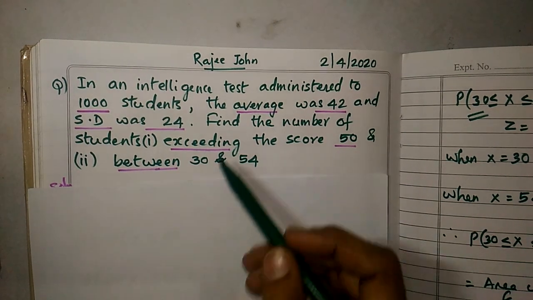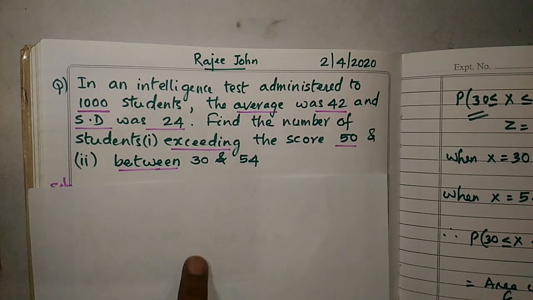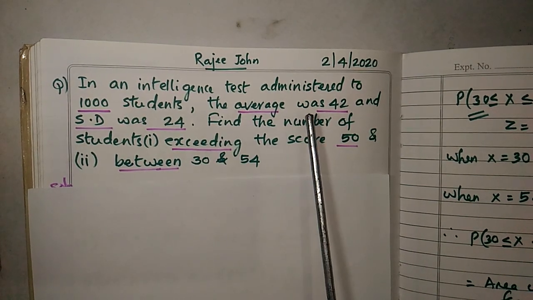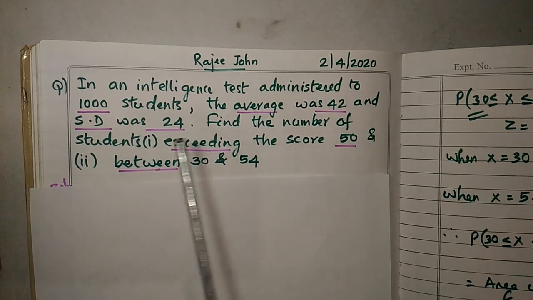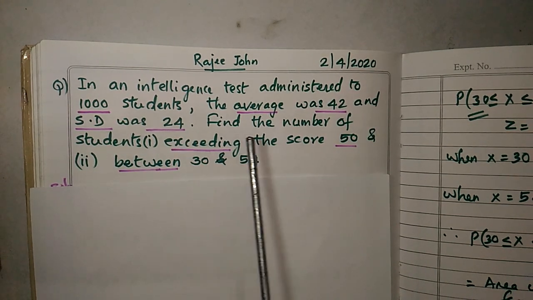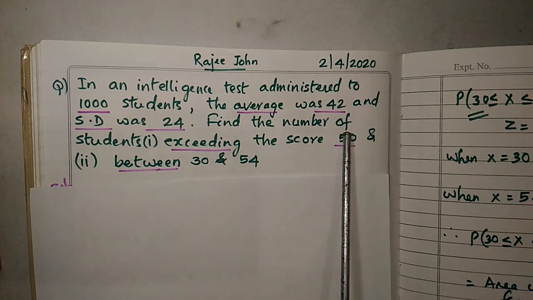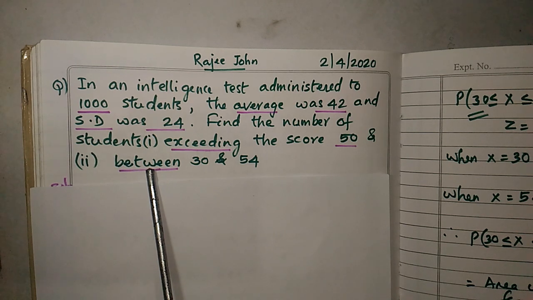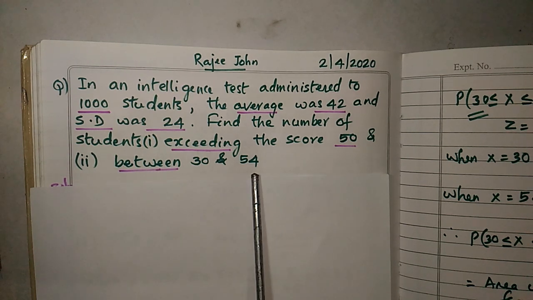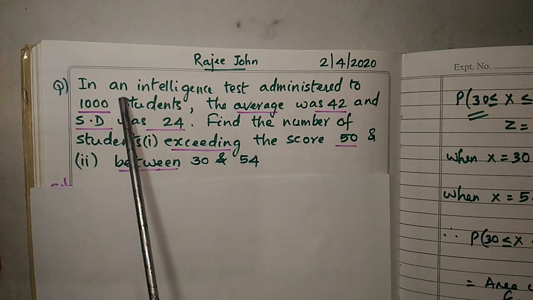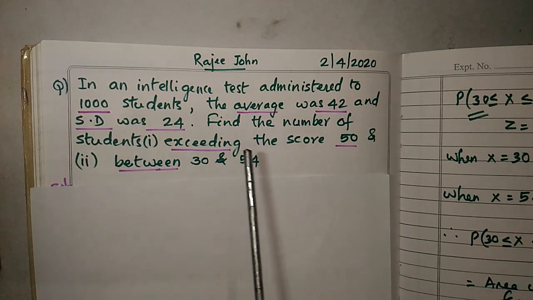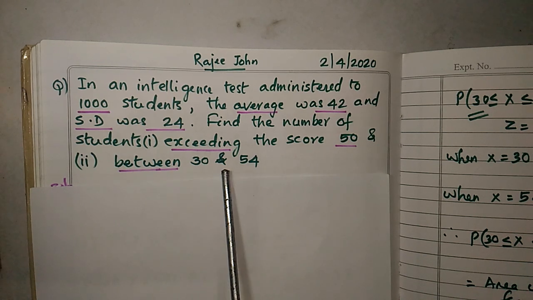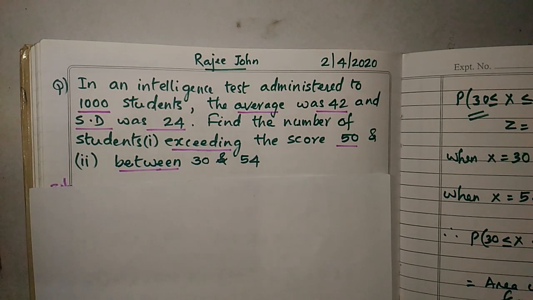Let's see how to solve this question. In an intelligence test administered to 1000 students, the average was 42 and the standard deviation was 24. We need to find the number of students exceeding the score 50 and the number of students scoring between 30 and 54. So here we need to find the number of students who get marks more than 50 and who get marks between 30 and 54.